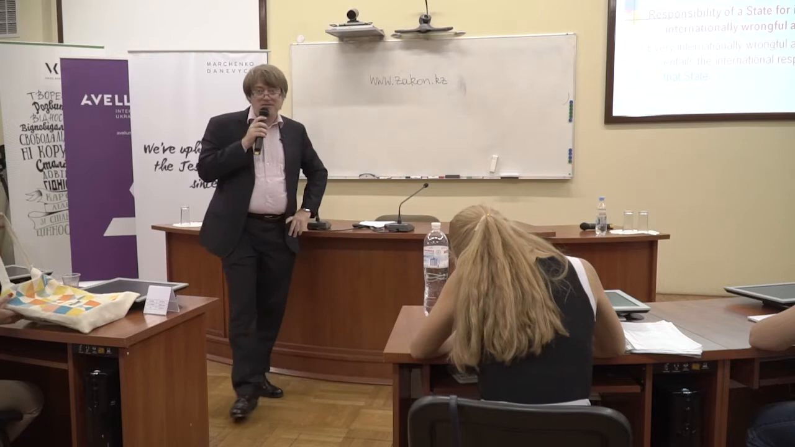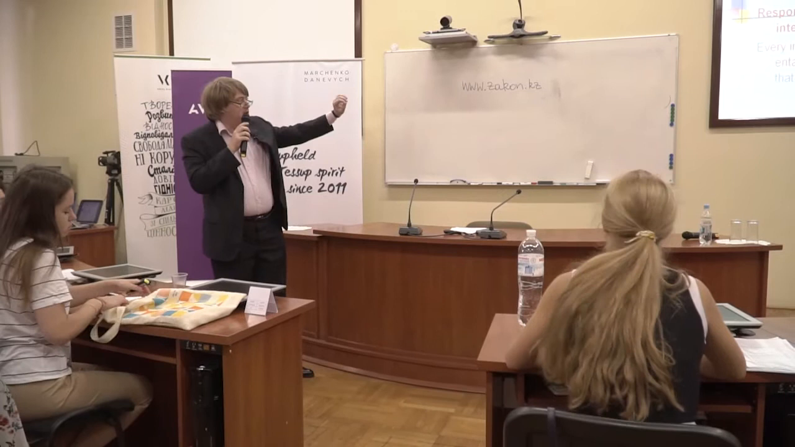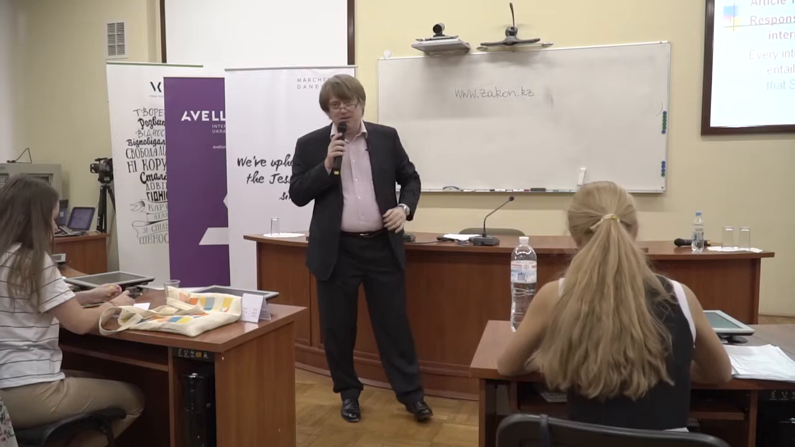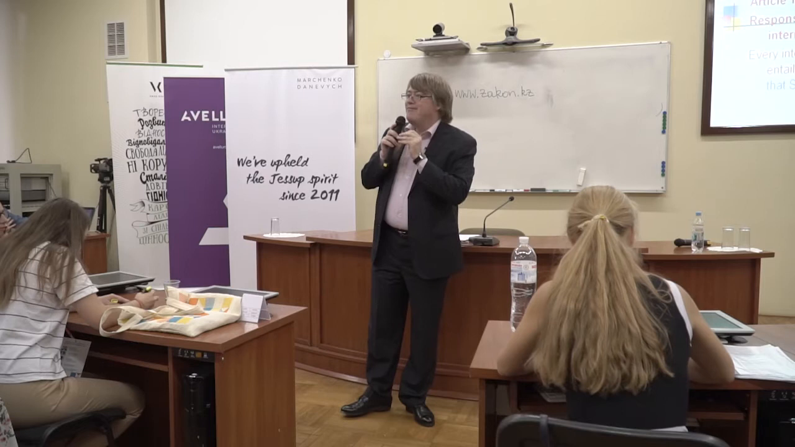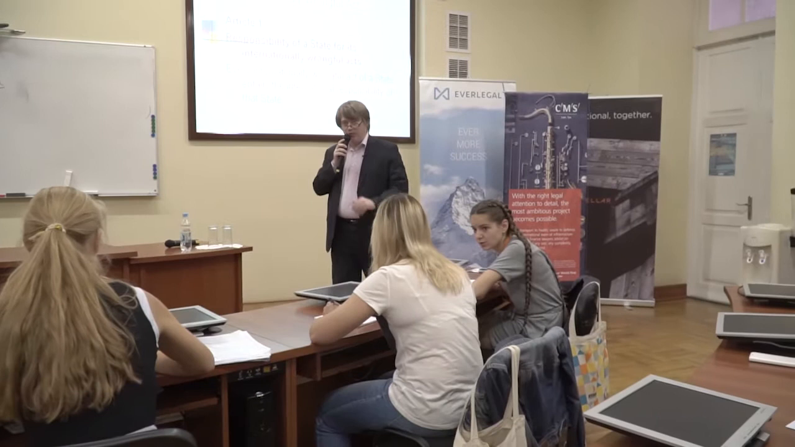Article 1 lays down the main rule to the effect that every internationally wrongful act of a state entails the international responsibility of that state. That's the rule of the rules. If any state violates any rule of international law, the international responsibility of that state should arise. That is what this article is about.